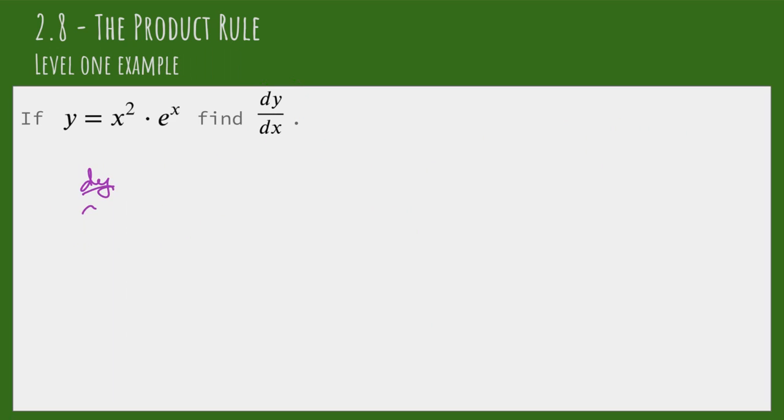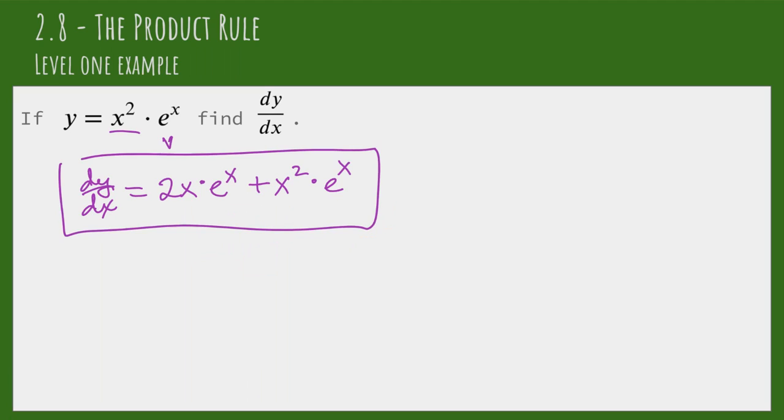So the derivative of y with respect to x. We're going to do the product rule. So the derivative of the first, x squared, is going to be 2x using the power rule, times the second, plus the first, times the derivative of the second. Now this seems a little weird here. If we call this v, this is actually v, and this is the derivative of v. But the derivative of e to the x is e to the x. So that's it. We're done.